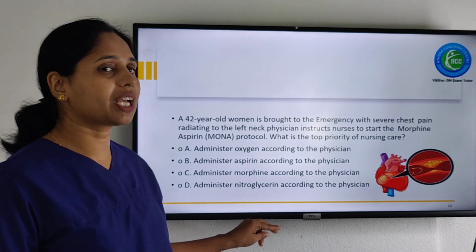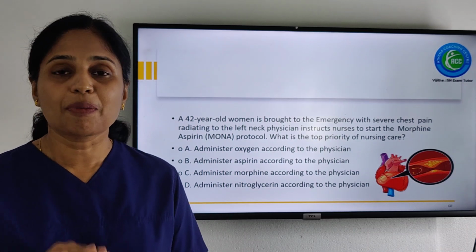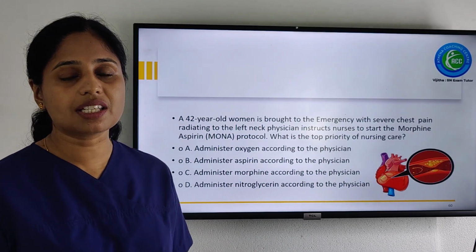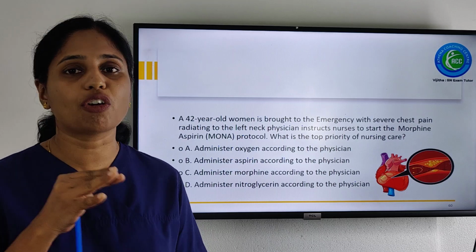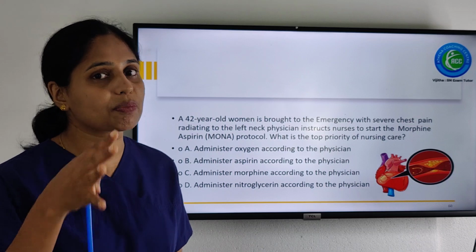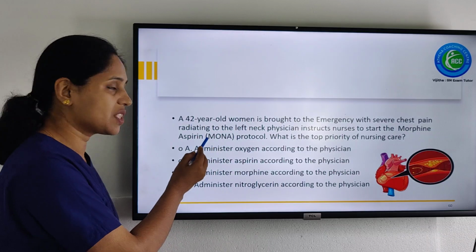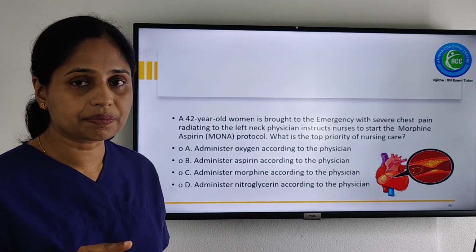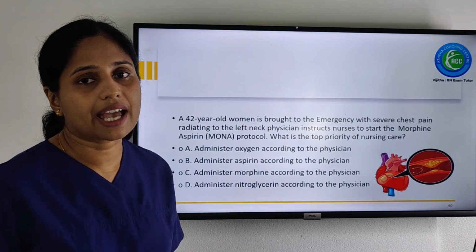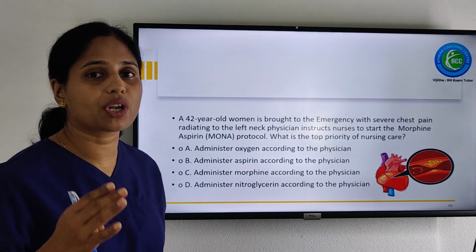When you get any question, you have to understand the meaning of the question first. Please don't read the options immediately. Here, a client with chest pain, myocardial infarction or angina, and the choice of treatment is already prescribed by the doctor: start the MONA protocol. So what is the MONA protocol? M is morphine, O is oxygen, N is nitrate, and A is aspirin. Clear? So here there is an order to start the MONA protocol.